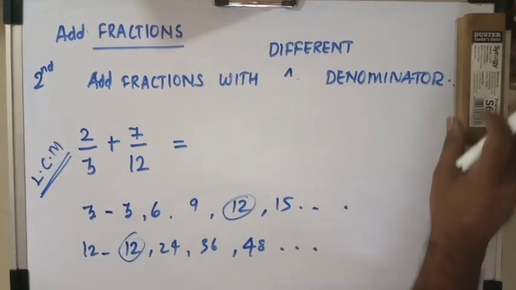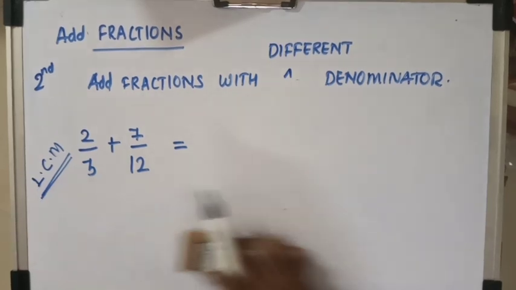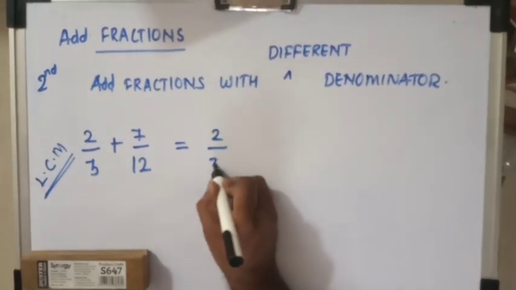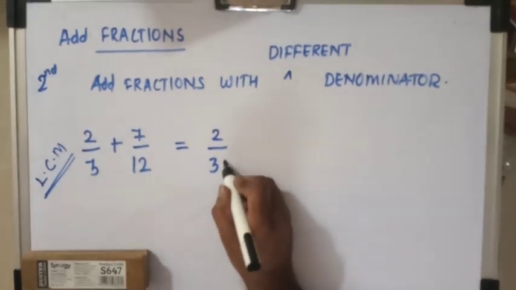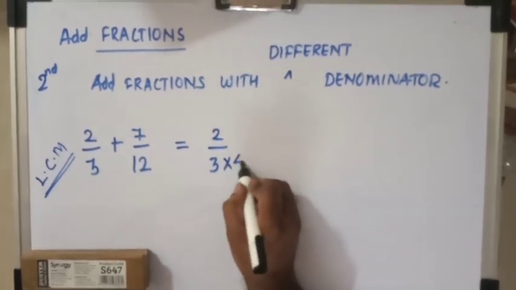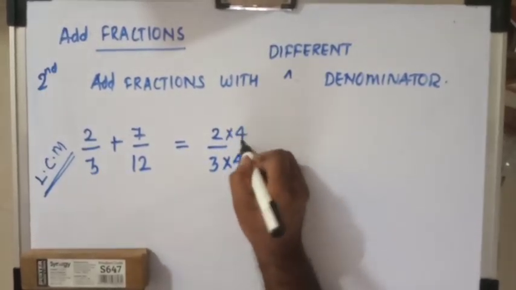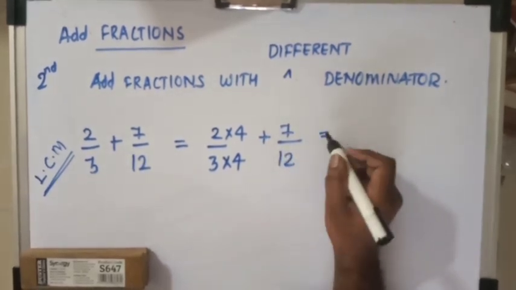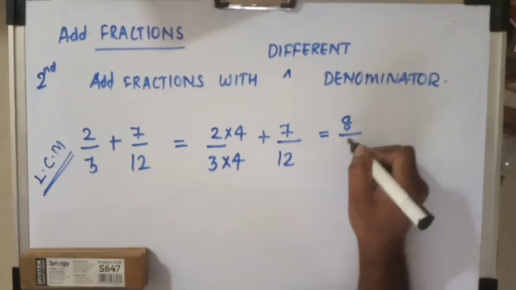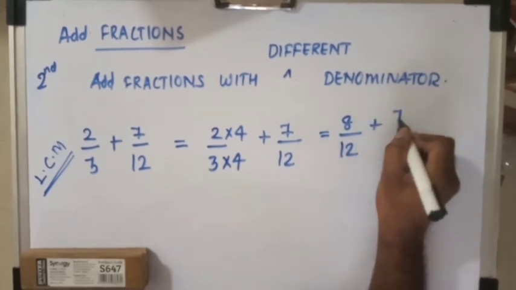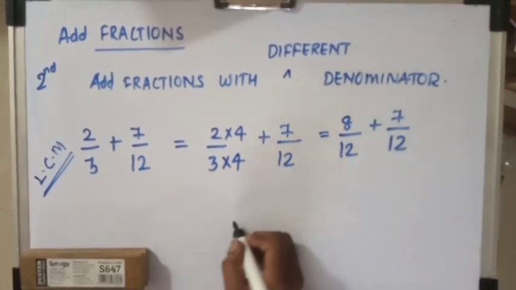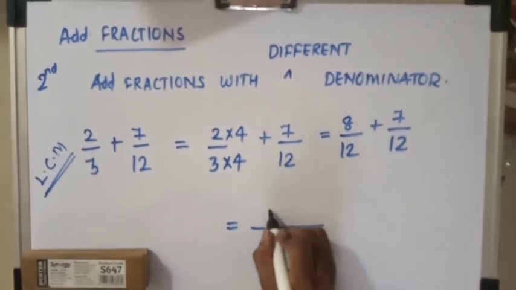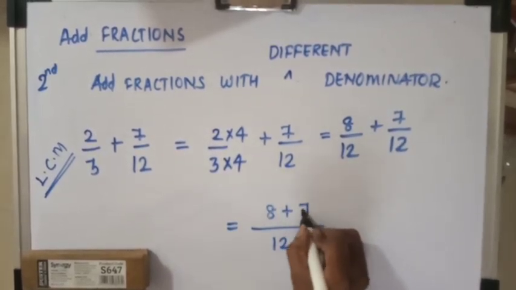That means I need to convert the denominator into 12. How will I convert the denominator into 12? Can I convert 3 into 12? Yes, I'll multiply it by 4. So I multiply the numerator and the denominator by 4, because of which my denominator becomes 12. Now the denominator is the same, so you'll take the common denominator 12 and add the numerators.